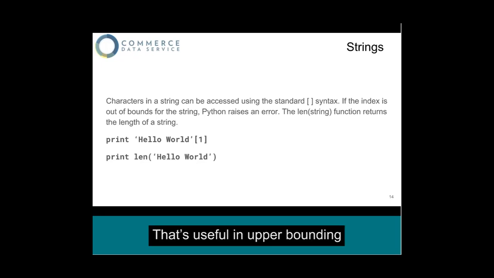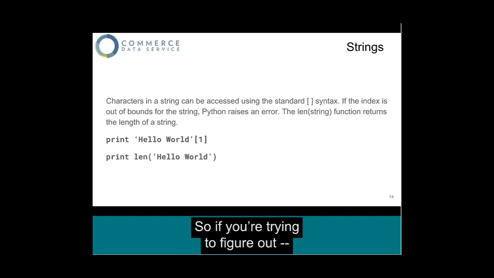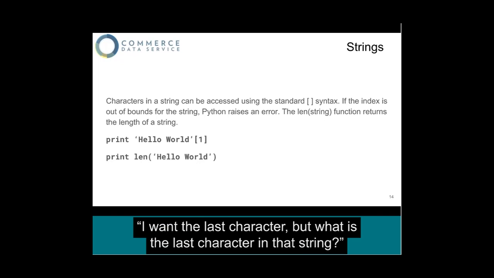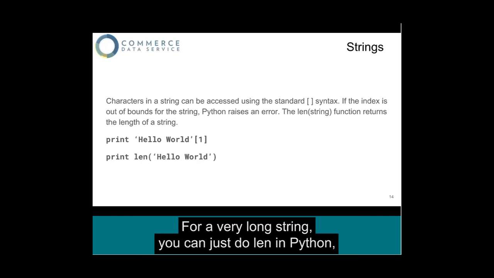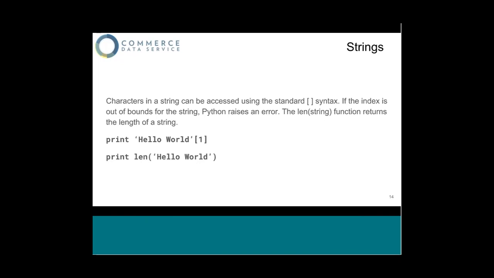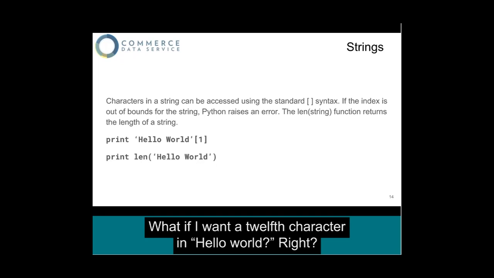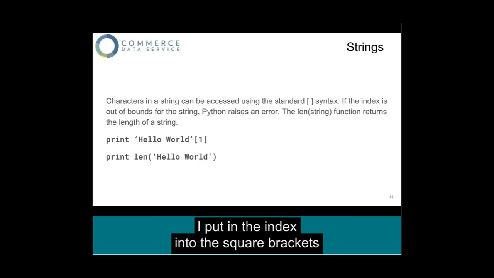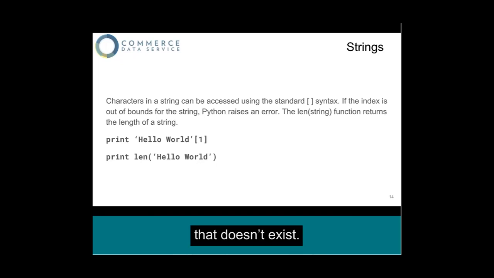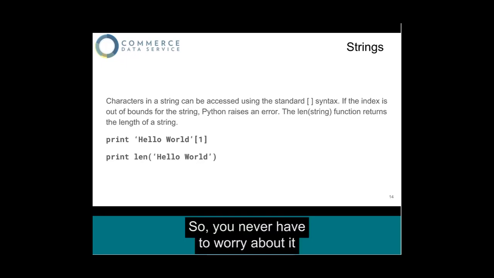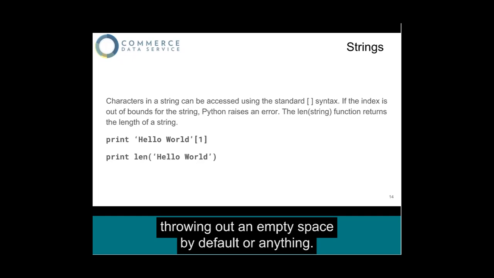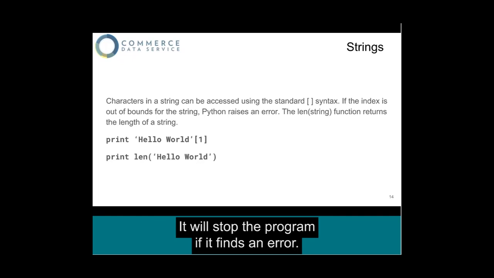That's useful in upper bounding when you're trying to slice different parts of your string. If you want the last character, but don't know what the last character in that string is, for a very long string you can just use len in Python and see what it is. What if you try to get a character that doesn't exist in the string? What if I want the 12th character in hello world? When I put that index into the square brackets and it doesn't exist, Python will throw out an error. It checks before it runs it, so you never have to worry about it giving you an empty space by default. It will stop the program if it finds an error.